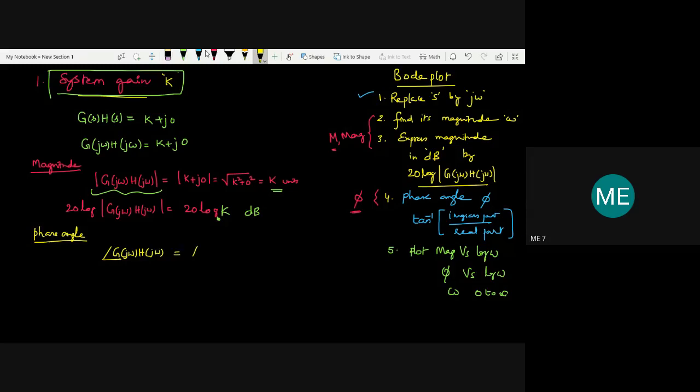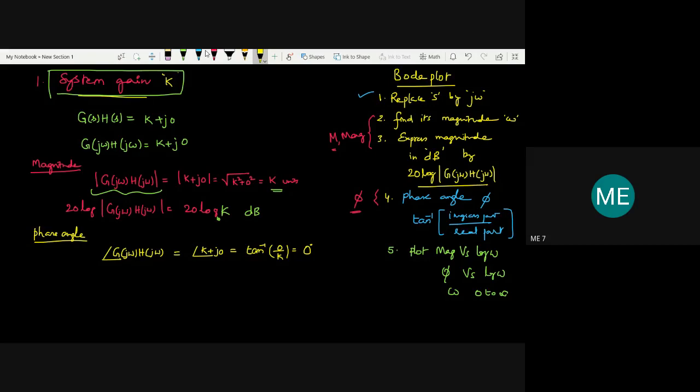That is nothing but the angle of the variable in rectangular coordinates, that is angle of K + j0, which is equal to tan inverse of 0 by K, imaginary part by real part. Tan inverse 0 is 0 degrees. So I have calculated the magnitude and the phase angle for the given standard factor, that is system gain K.